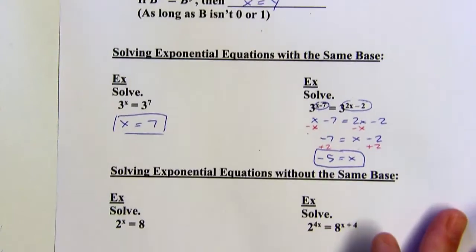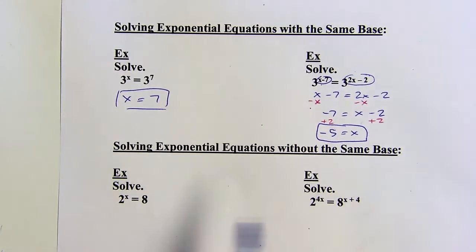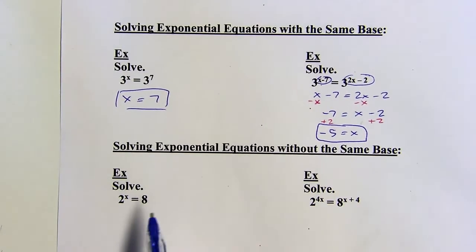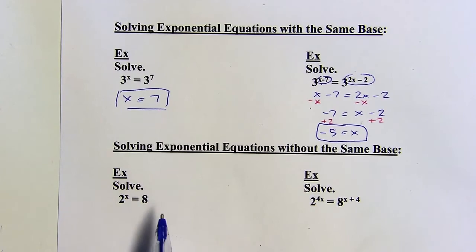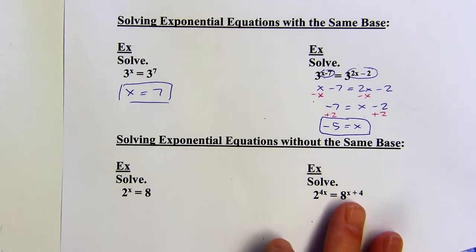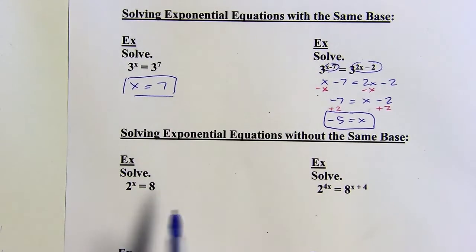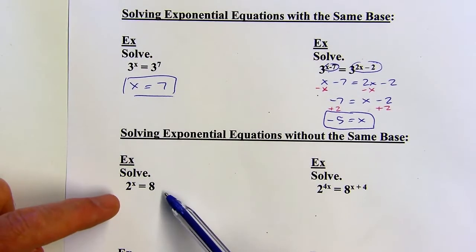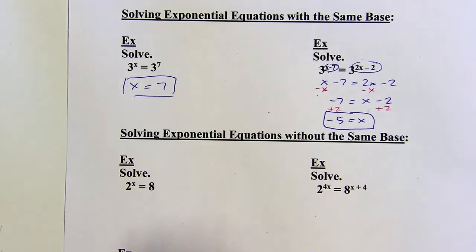Of course, we're not always going to have the same base. So here we've got some exponential equations with different bases. This first one, I have 2 to the x equals 8. Now you could just do a guess and check thing here and try some different numbers, and I think you'd find x pretty quickly, maybe in your head. But there's another way we can deal with this. We can rewrite this so that it does have the same base on both sides.